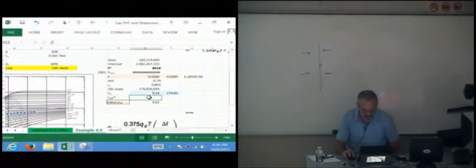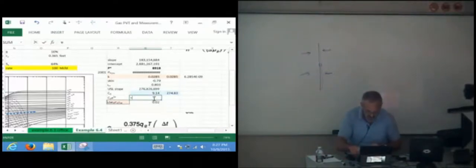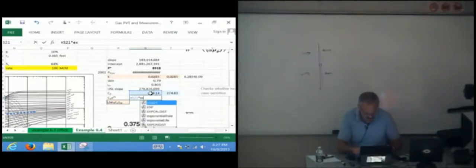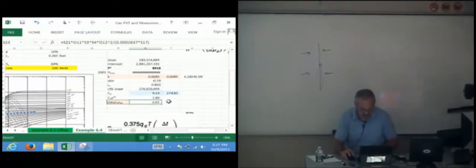Okay, I have two C sub D's, don't I? The one I'm back calculating from my type curve match and the one I'm calculating from my unit slope line equals C sub D times e to the 2 times my skin, which I'm going to F4 because I'm going to copy this under both numbers.